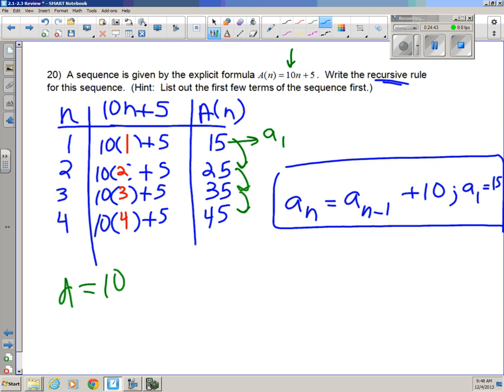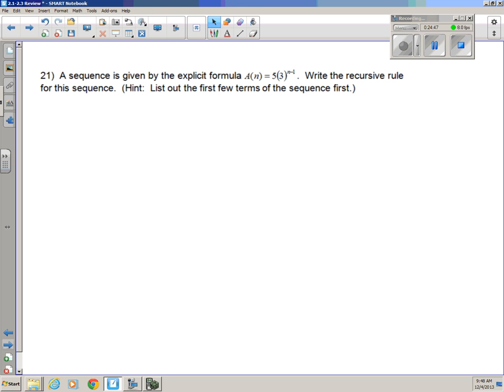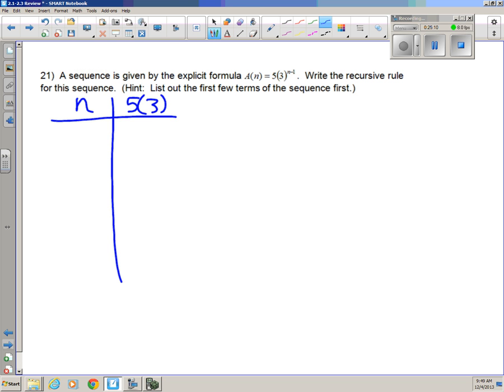Let's try one more, or the next one, I should say. 21. So a sequence is given by the explicit formula a sub n equals 5 times 3 to the n minus 1. Write the recursive rule. And again, you can list out the first couple of terms for this. So when we do that, this becomes your n. This is going to be your 5 times 3 to the n minus 1. This is going to be your a sub n.